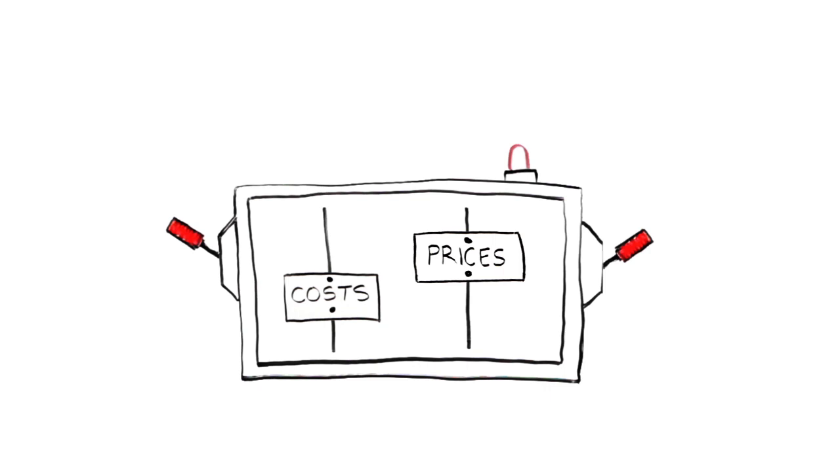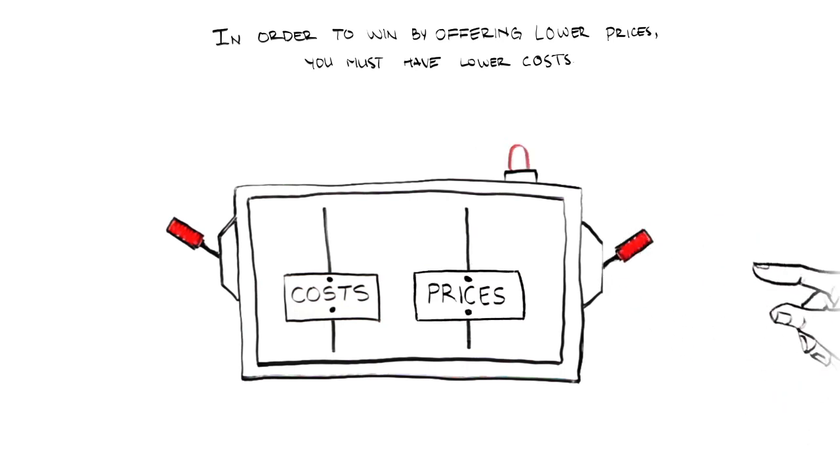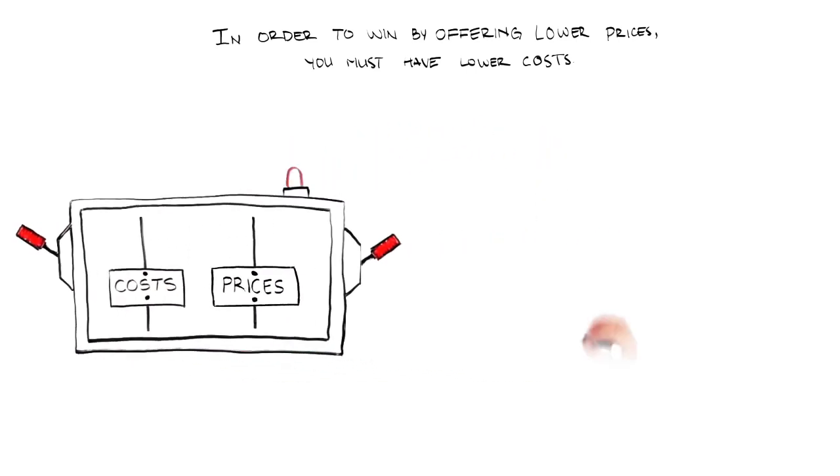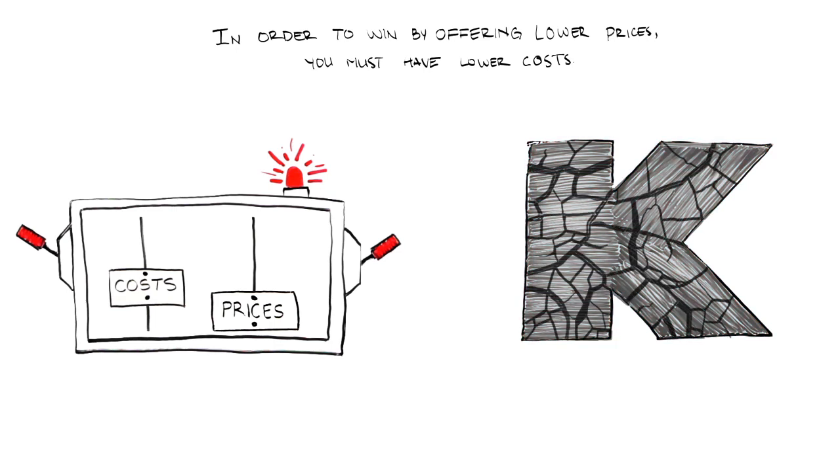First, it may seem obvious, but in order to win by offering lower prices, you must have lower costs. Companies that try to offer low prices without having the lowest costs eventually lose to companies with lower costs. For example, Kmart tried to offer low-priced products like Walmart, but eventually went bankrupt and was acquired by Sears because it simply couldn't make money at those low prices. Kmart's costs just weren't low enough.